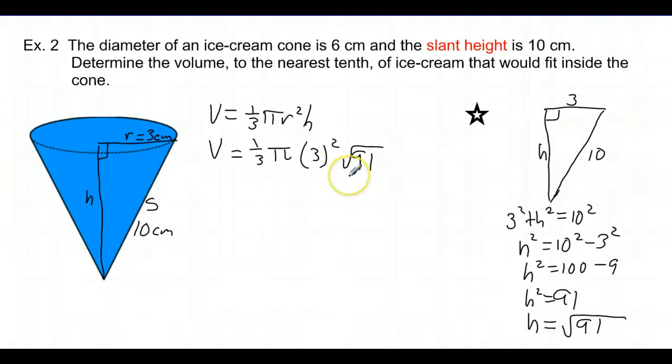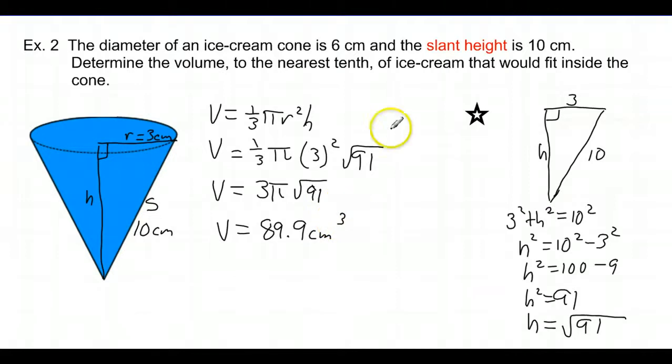This is an exact value, and when do we round? Only at the end. Okay, so 3 squared is 9, and 1/3 of 9 is 3. So this will be 3 times pi times root 91. That's a very exact value. We're using pi, we're using root 91. We can plug that into our calculator, and I will let you do that. Rounding to the nearest tenth, we get 89.9 centimeters cubed. So we did have a little bit of work to do here because we have the slant height.